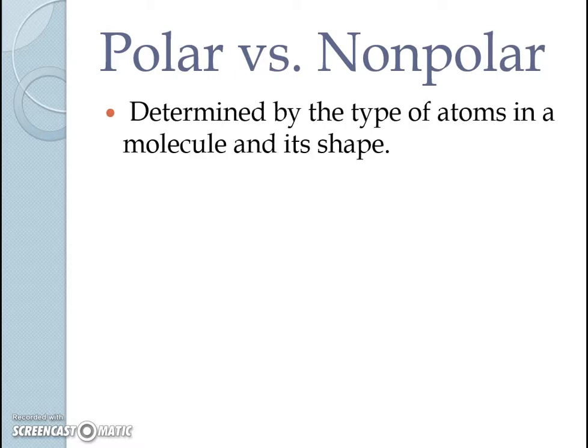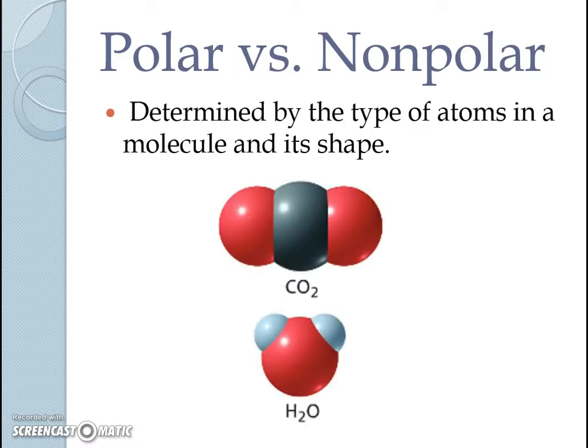So when I say polar versus nonpolar, think about it this way. If you were to bond one carbon atom with two oxygen atoms, it would look like this top image. All of those look relatively the same in size. However, if you were to bond two hydrogens with one oxygen, you can see the size of these atoms are completely skewed. So hydrogen is actually a lot smaller in size than oxygen.